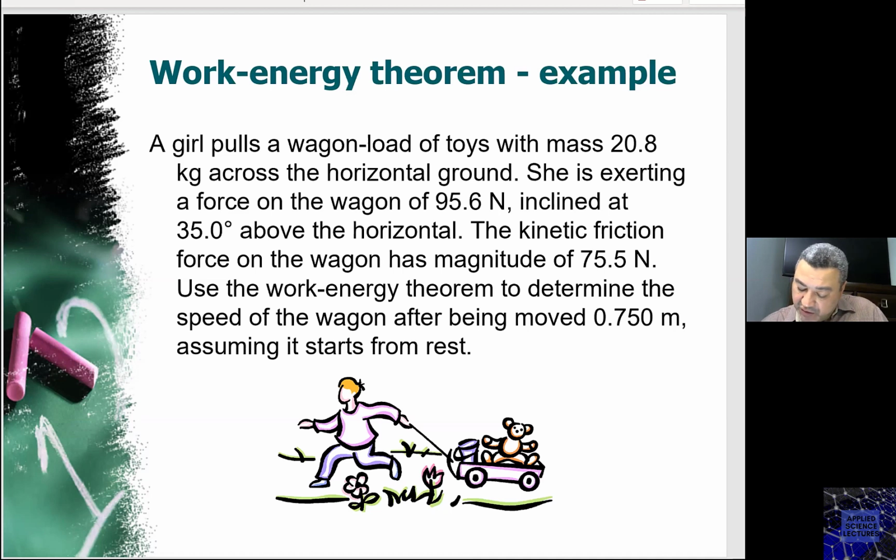0.75 meter. So a girl pulls a wagon load of toys with mass of 20.8 kilogram across a horizontal ground. She is exerting a force on the wagon of 95.6 Newton, inclined at 35 degrees above the horizontal. So I'm trying to look at it this way.